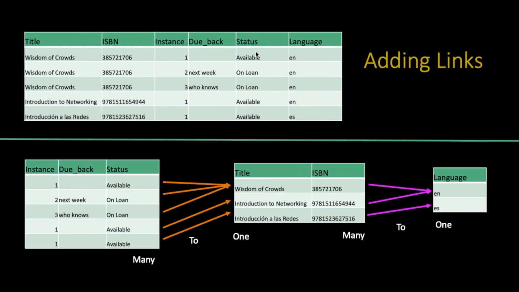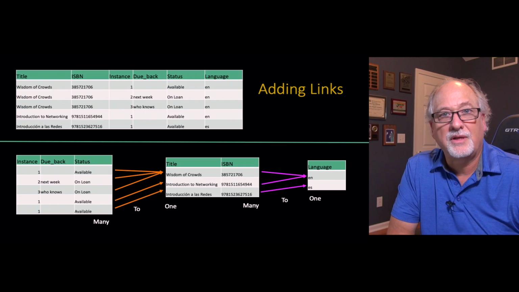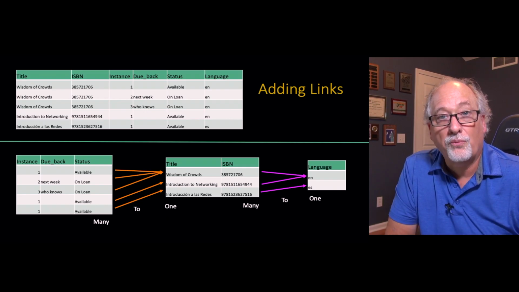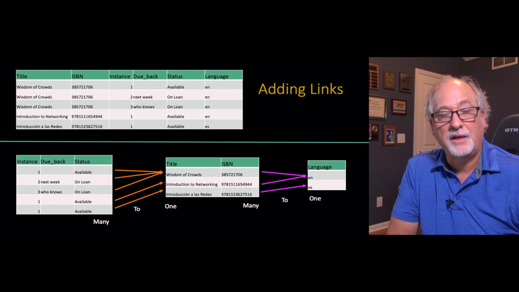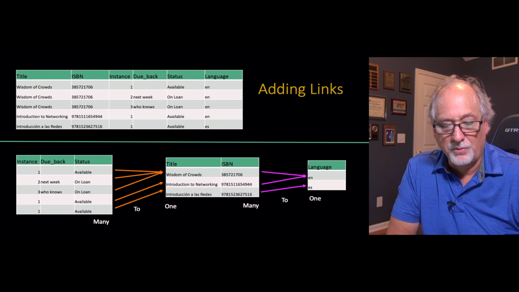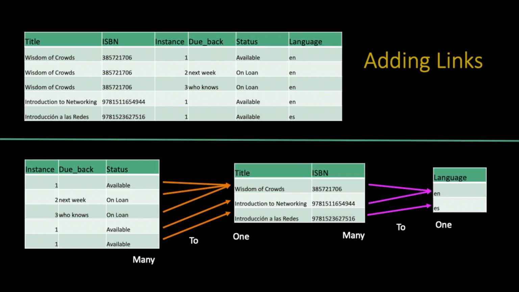And so this is where we have to be able to make connections. This is the essence of relational databases: they don't replicate data, but they make connections from one data item to another data item. In the case of the Wisdom of Crowds, we are going to have three book instances, but somehow they all point to one book in the book table, right? We have two books that point to the English language and one points to the Spanish language.